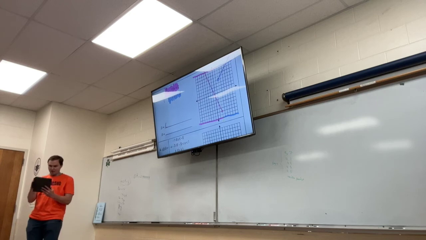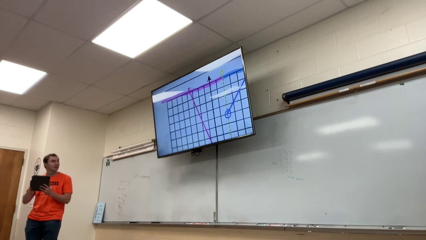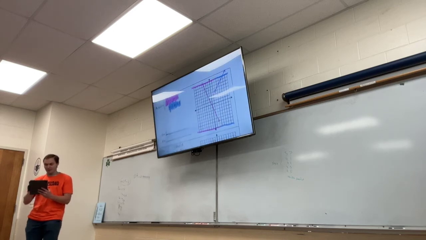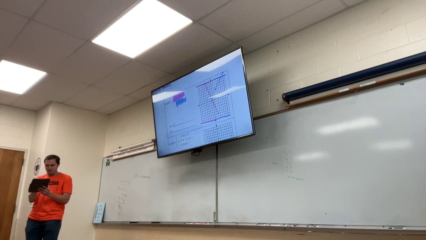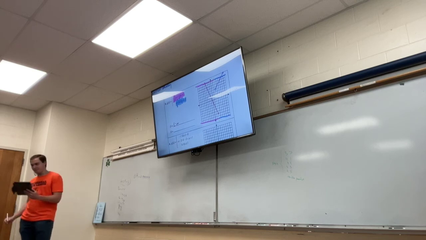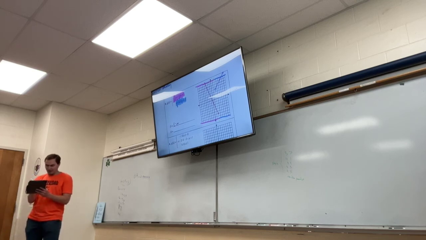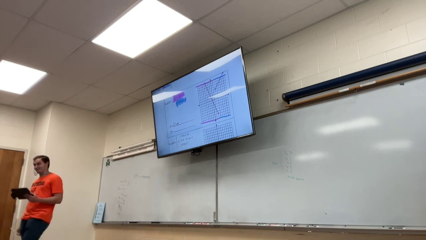Domain, right? So what's the farthest left my x goes? This pink arrow here points to the left forever, right? So the domain's going to start at negative infinity. What am I going to write after negative infinity?